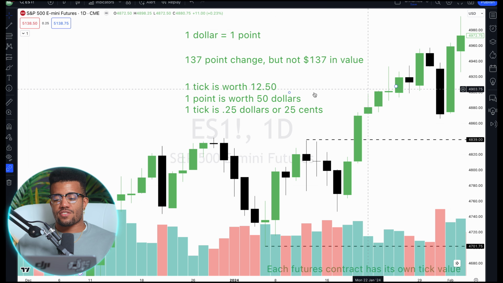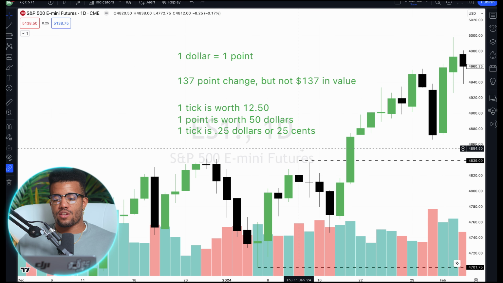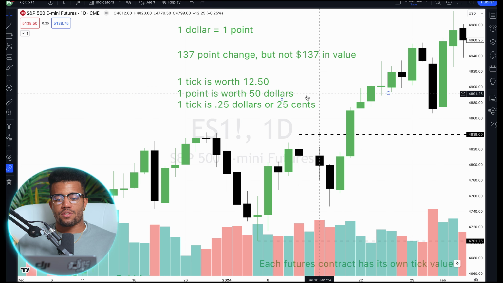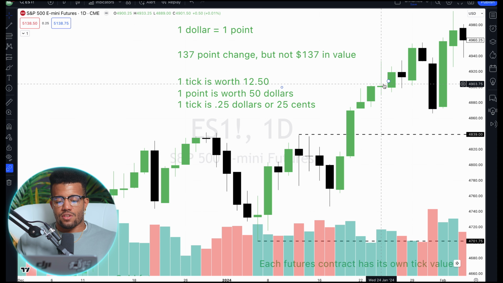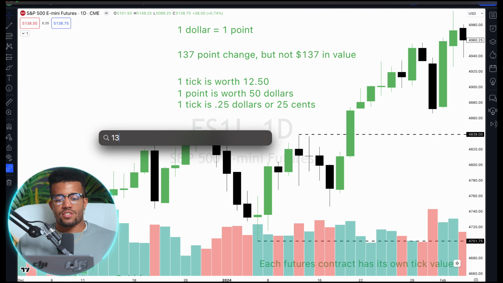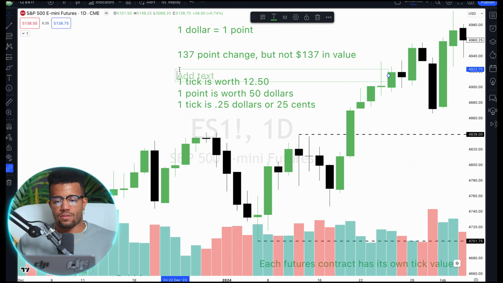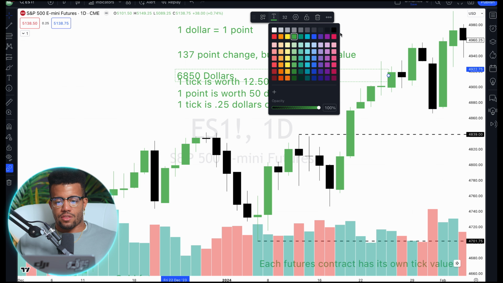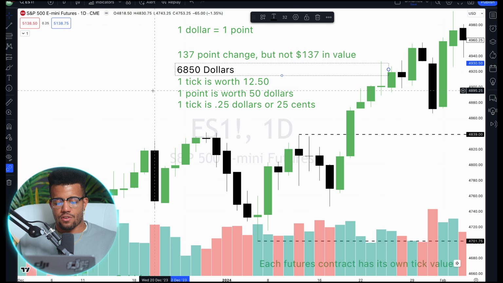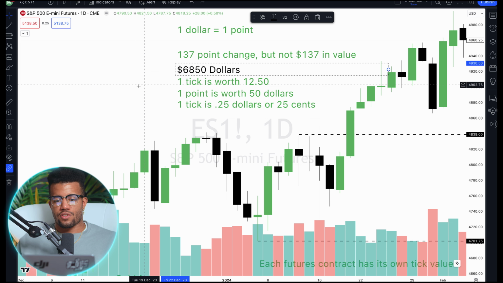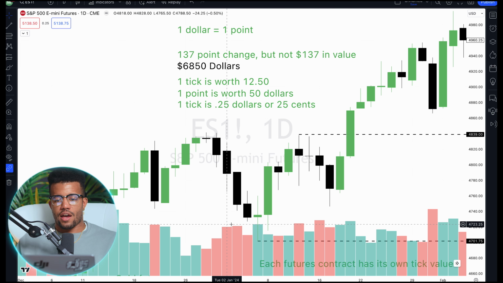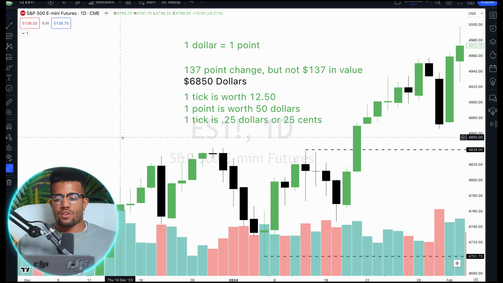The point is, the changes in this index's price, even though they're in dollars, the actual value is in points, which is why I don't use the term dollars, I use points. 1 point is worth $50. So this is a 137 point change, and we can do some math here: 137 points times 50 is $6,850. We have the answer to that question. That's how much it's worth, $6,850 for that 137 point change from this low to this high, and that's because every tick is 0.25.